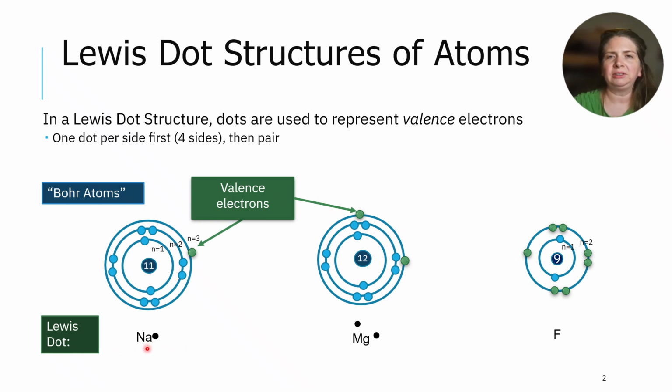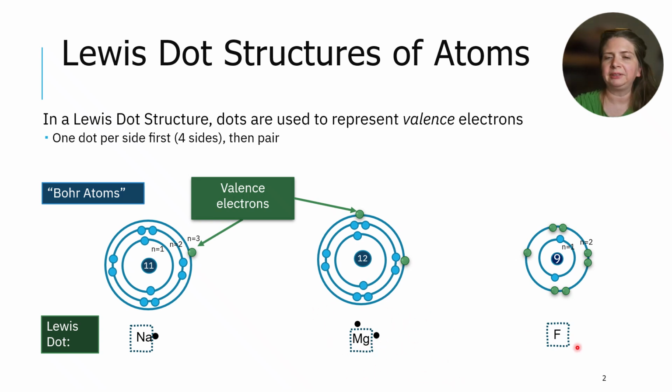When drawing Lewis dot symbols, imagine a square around the element symbol. Since the square has 4 sides, place one dot on each side before pairing any electrons. It does not matter which side of the imaginary square you begin with. For sodium, we draw one dot because it has one valence electron. Magnesium has 2 valence electrons, so we place one dot on each of 2 different sides of the square.